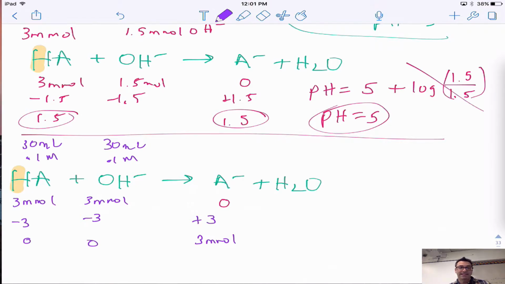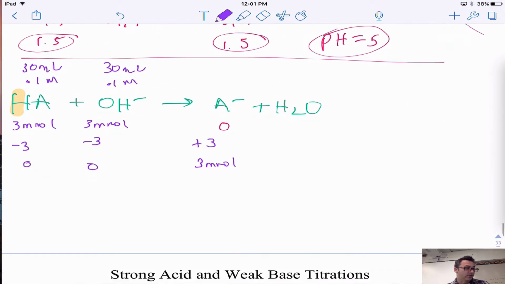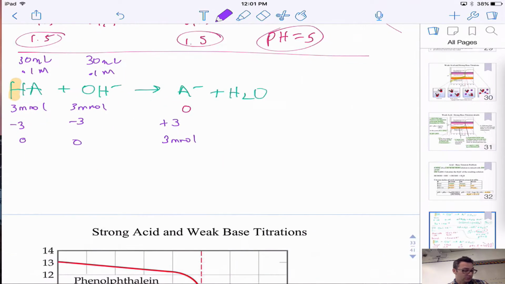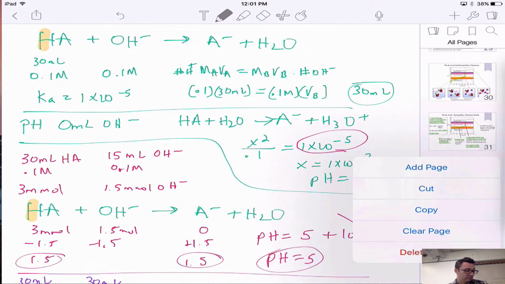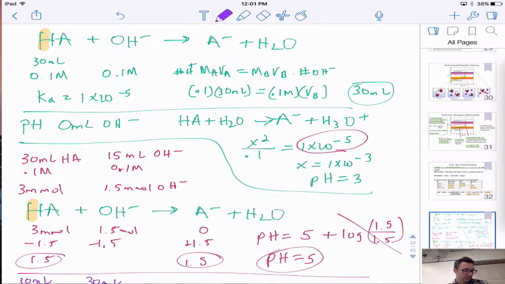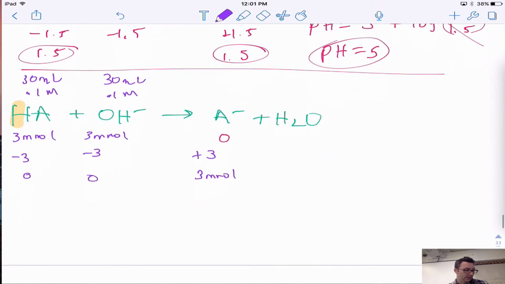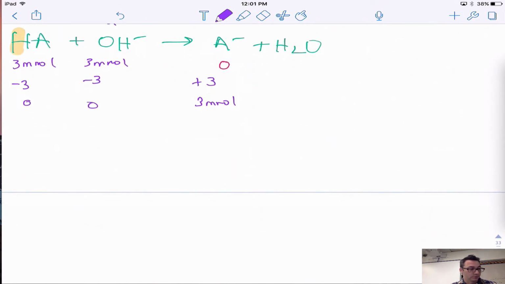Now my A minus, it's a weak base. It came from a weak acid, and because of that, it will actually react with water and form an equilibrium with water. When we show it forming an equilibrium with water, it's going to look like this. So here we go, just in case we need more room. Our A minus is going to form an equilibrium with water.